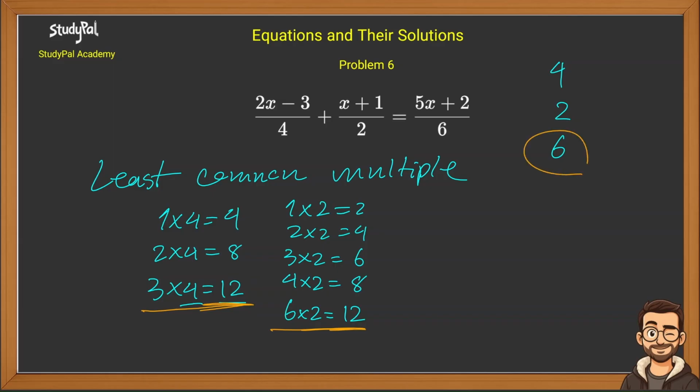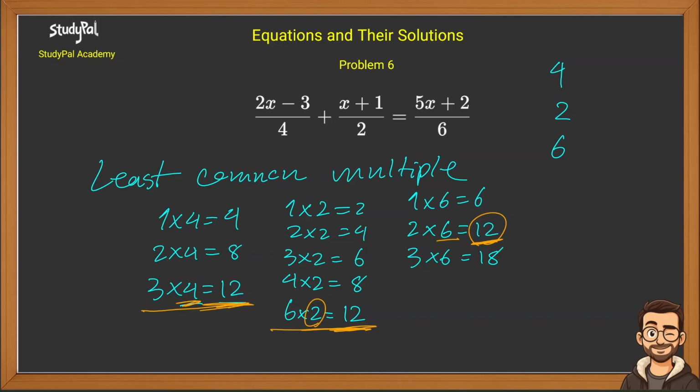Alright? We have another number, 6. Let's write its multiples. It is 1 times 6 is 6. 2 times 6 is 12. And, for example, 3 times 6 is 18. But see, 12 is here, 12 is here, and 12 is here. 12 is a multiple of 6, is a multiple of 2, and is a multiple of 4. And it's a common multiple of these integers. Okay? And it's the least common multiple of these integers. Why least? Because you can just go to the infinity.